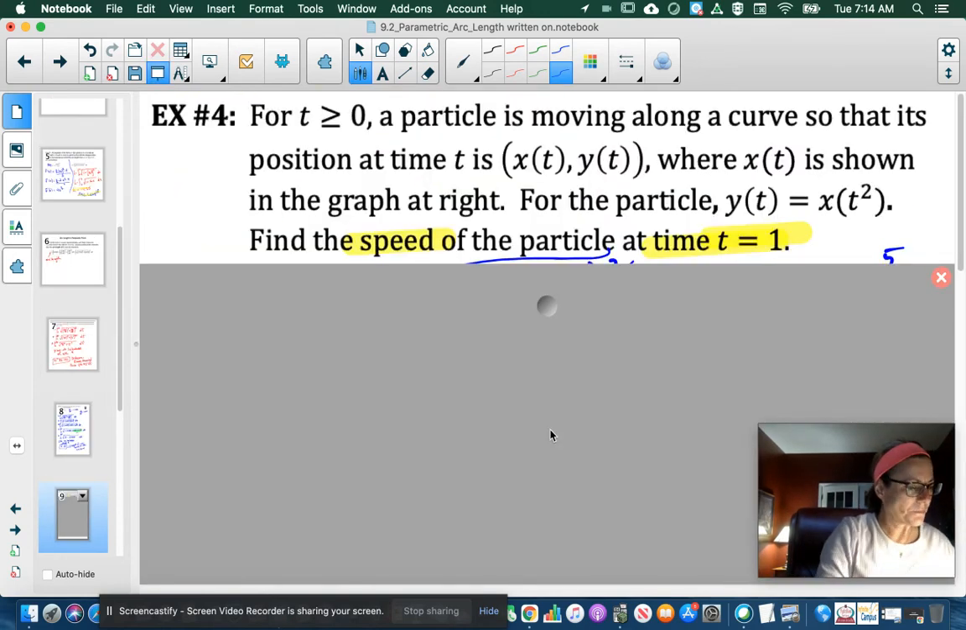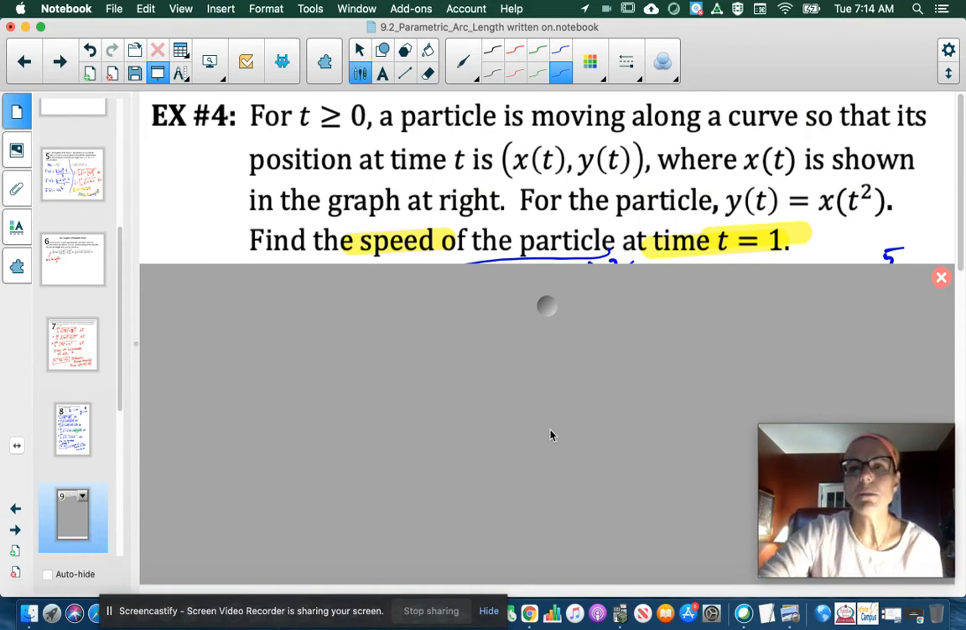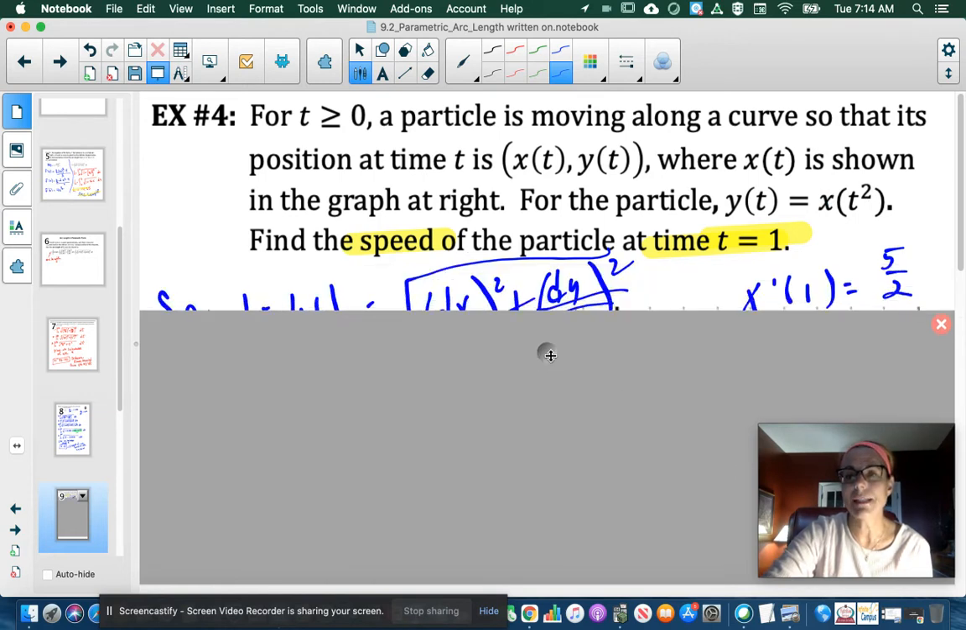Example 4. A particle is moving along a curve so that its position at time t is x of t, y of t, where the position of x is shown in the graph. It says at the right, but the graph is below. For the particle, y of t is equal to x of t squared. Find the speed of the particle at time t equals 1.